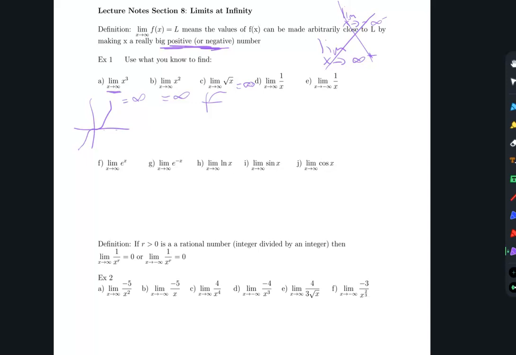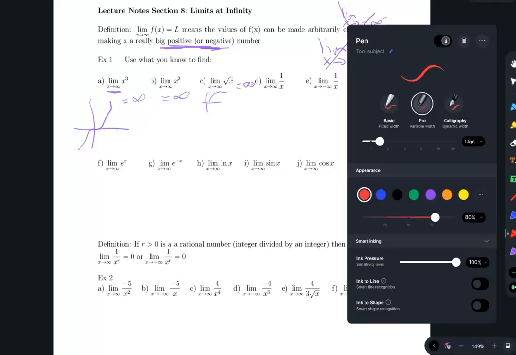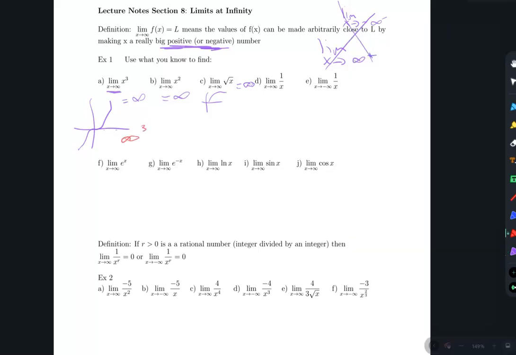And so let's just think about what this means. What this means is if I take infinity cubed, I get infinity. If I take infinity squared, I get infinity. If I take the square root of infinity, I get infinity. So we're going to start to be playing with infinity, so once you get comfortable.